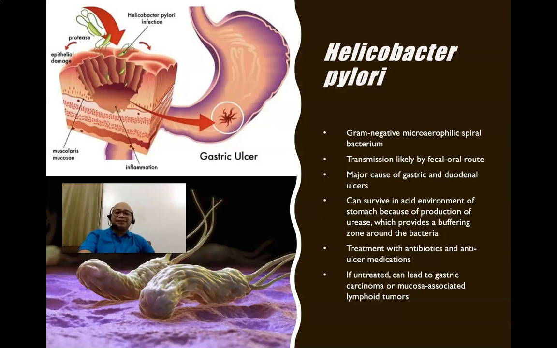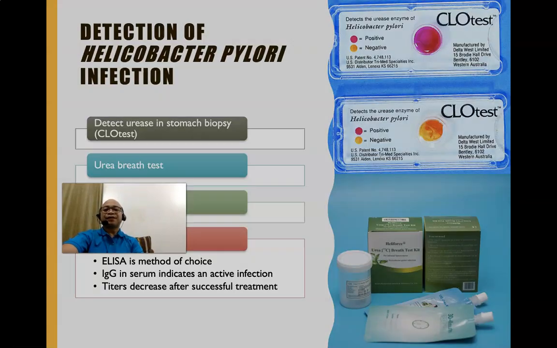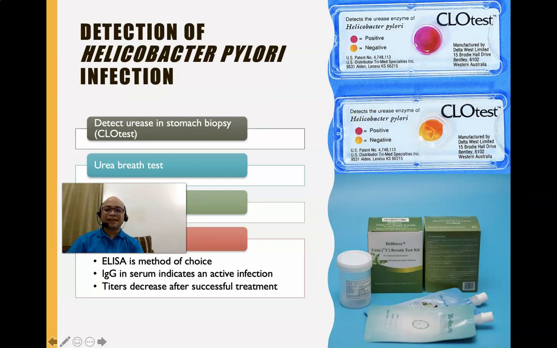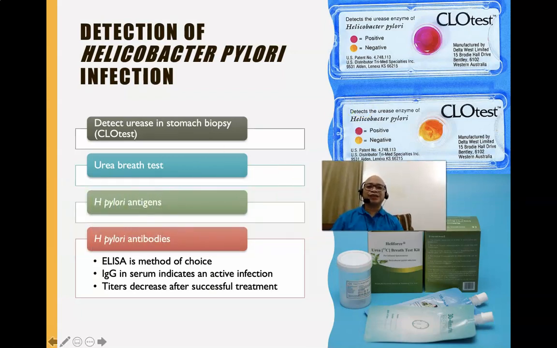So treatment with antibiotics and anti-ulcer medication would become the combination therapy for the treatment of this particular type of gastritis. If untreated, it can lead to gastric carcinoma or the mucosa associated lymphoid tumors. Okay, so that is the reason why it's very important that clinicians are able to diagnose it right away. It's quite difficult to culture Helicobacter pylori, so that is the reason why some tests employ the detection of urease in stomach biopsy.